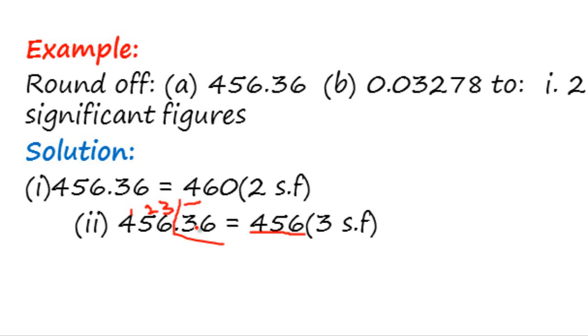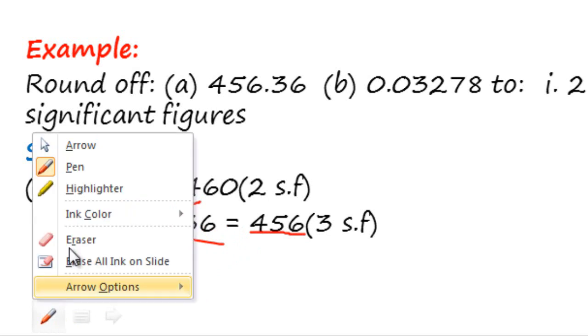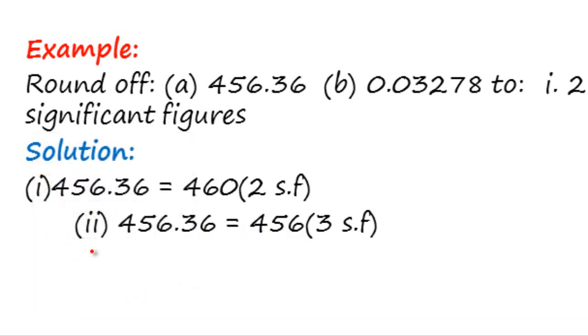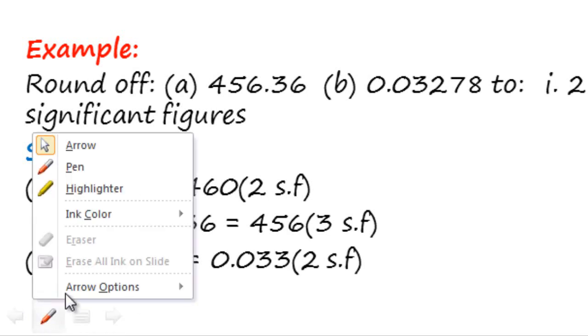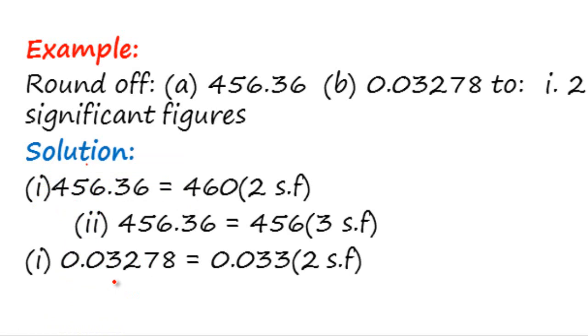Are you following now? So we have removed all of this, so that is 3 significant figures. Now let's go to the second one, part B, which is 0.03278. For two significant figures, you are going to count from the left and start with the first non-zero figure. You are not going to start from here. It's zero. No way. You are not going to start from here.